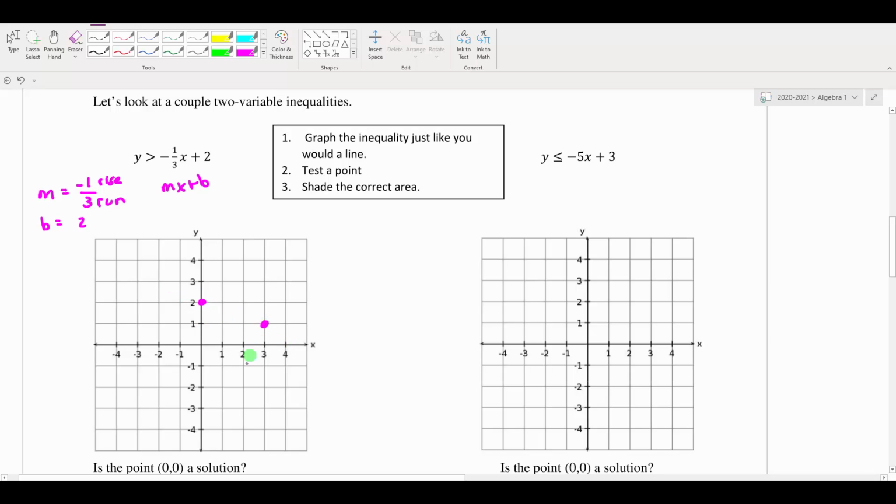Now through those two points, I'm going to graph my line, but before I graph my line, I want to know whether it's going to be a dashed or a solid line, and I can tell that by looking at my inequality symbol. Since there's no equal to bar here, I can tell you right away that this is going to be a dashed line. So I'm going to go ahead and draw my dashed line.